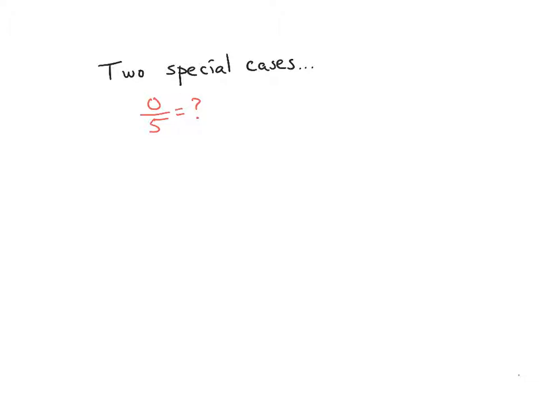0 divided by 5 is equal to, I put a question mark. If I change that to a multiplication problem, that would mean something times 5 would have to equal 0. Well, the only way to get 0 for an answer when multiplying two numbers is that at least one of the numbers has to be 0. So once again, that answer would be 0. 0 times 5 is equal to 0. So 0 divided by 5 is equal to 0.